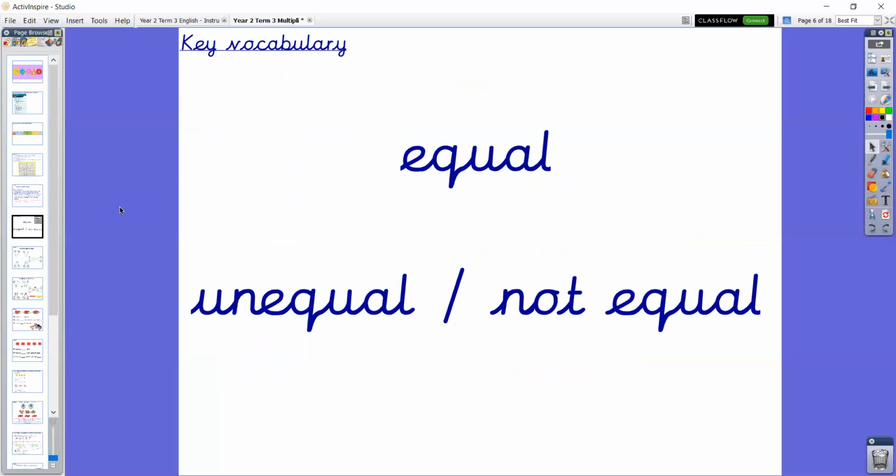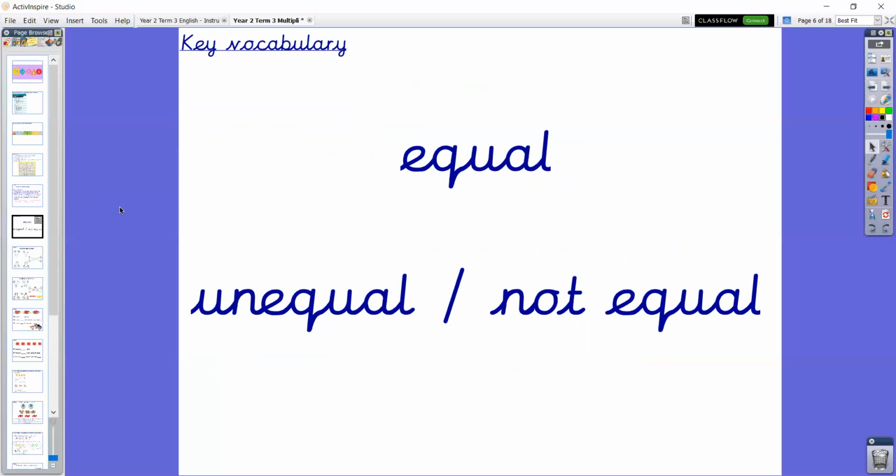So as we're recognising equal groups, these are the words we're going to be particularly focusing on today. So the words are equal, unequal, and not equal. So I wondered whether you could pause the video here and have a conversation at home about what these words might mean.